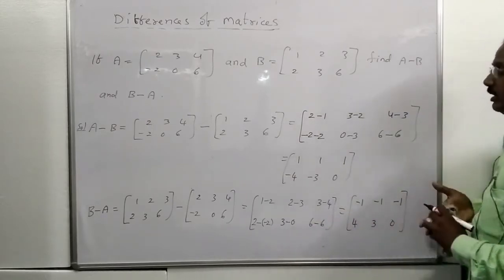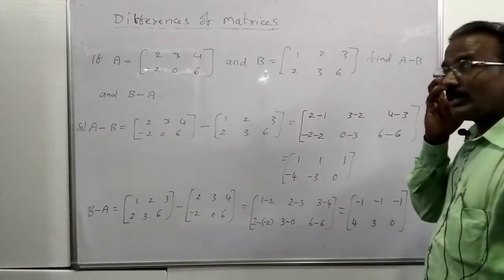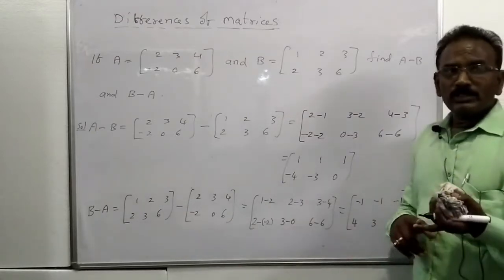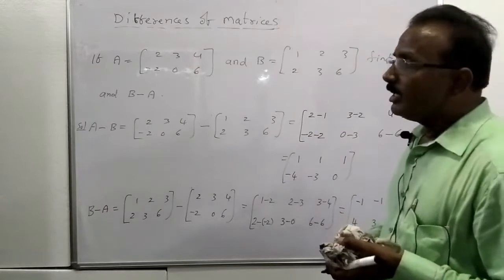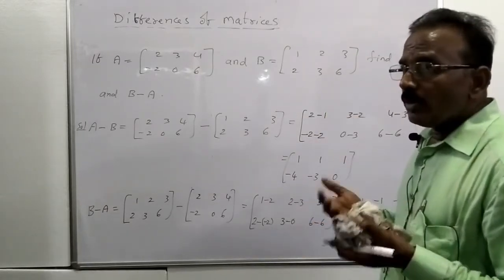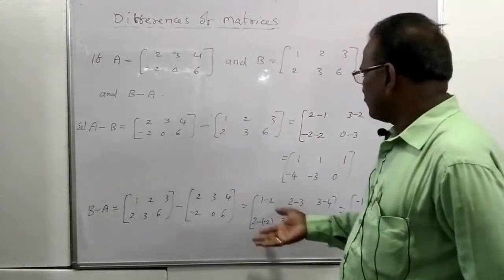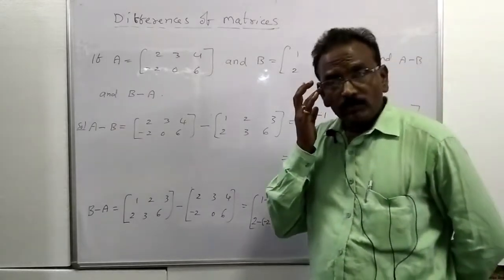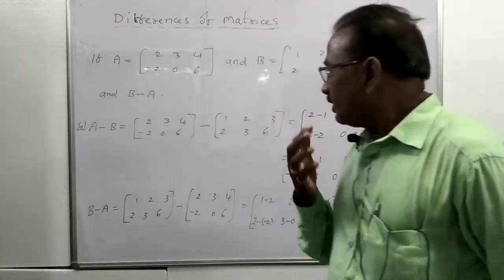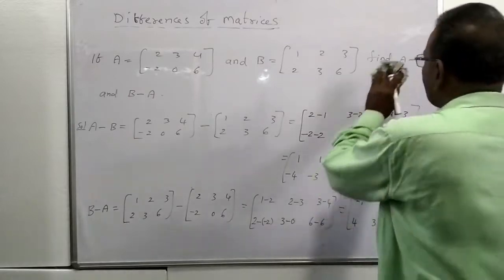So clearly here A minus B is not equal to B minus A. Therefore matrix subtraction is not commutative. Also, associative does not hold, identity does not exist, and inverse also does not exist. Of the properties for the difference of two matrices, none exist. Commutative does not hold because A minus B is not equal to B minus A. Associative does not hold, identity does not exist, and inverse also does not exist. So this is the difference of two matrices.